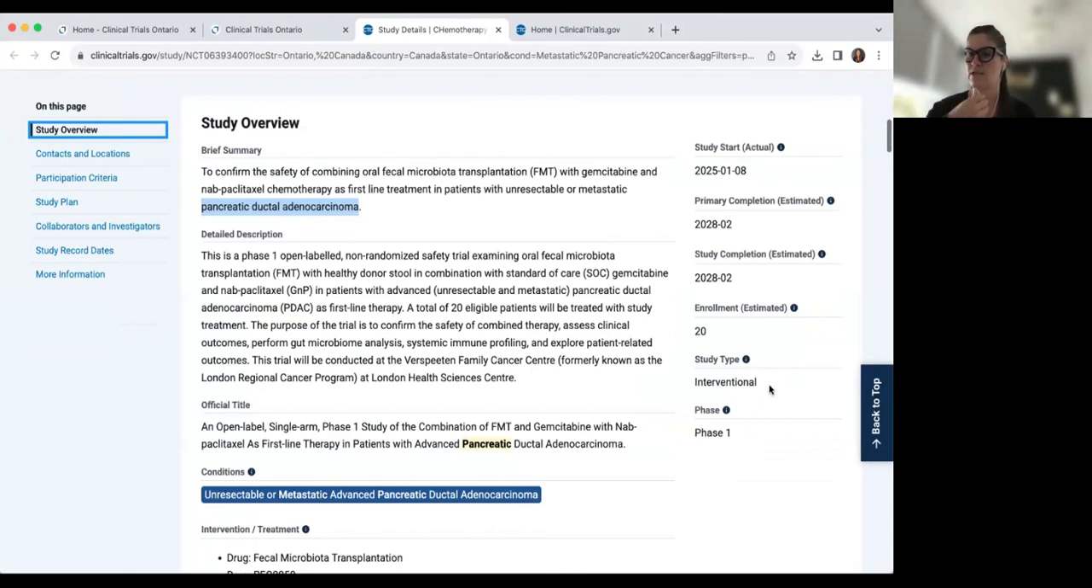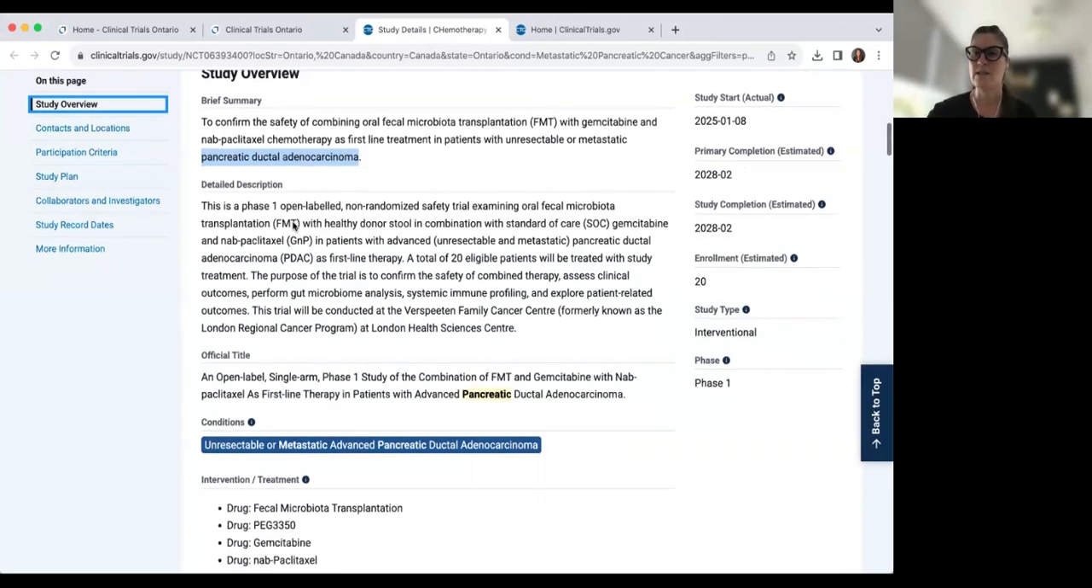And this is an interventional trial. So they're looking at how this particular intervention is going to affect people who are being treated with gemcitabine and paclitaxel chemotherapy, and who live with pancreatic ductal adenocarcinoma. So might not be the study for everybody, but you know, some people might be really interested in this.